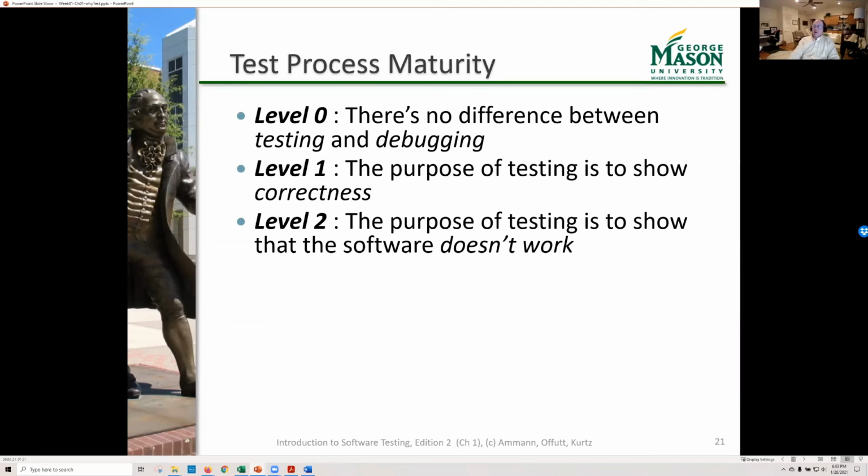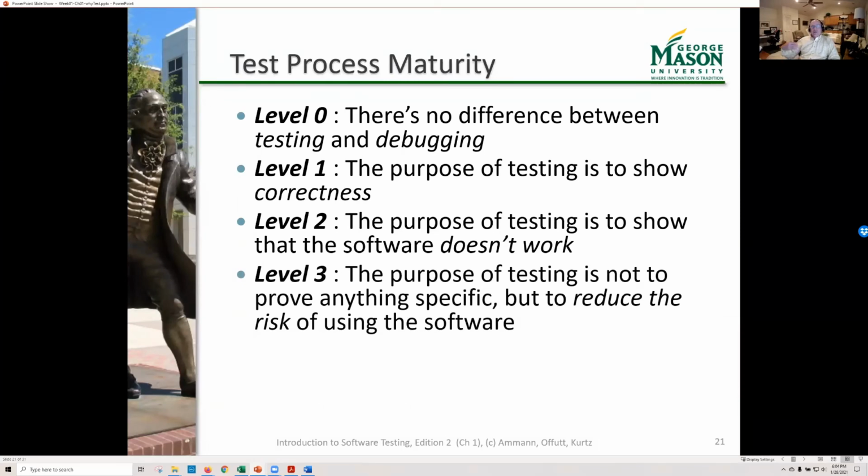But again, it's hard to have a stopping function, right? What's my completeness criteria? When do I stop testing? I'm never really done experimenting with different ways to try to make the software not work.